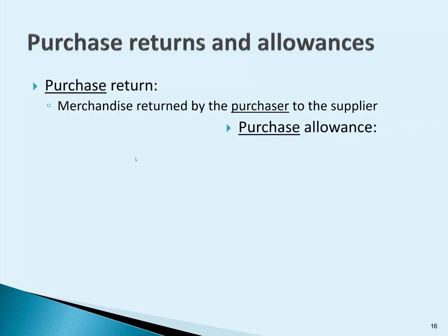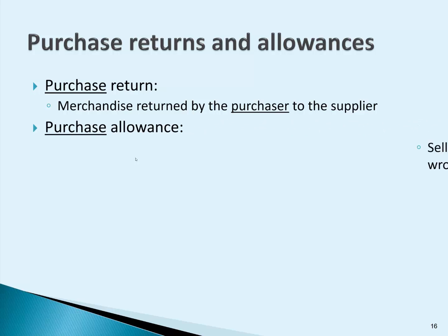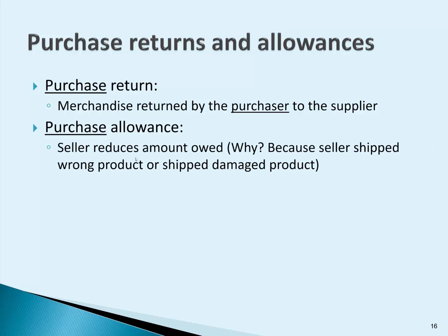Now, a purchase allowance is a little different. That's when we purchase some inventory, and then later the seller, our supplier, gives us an allowance, which would reduce the cost of that inventory for us for some reason. Here's a common example. Let's say we sell washing machines. We order some washing machines from the supplier, and they send us the washing machines, and then one of them has a dent in the back.